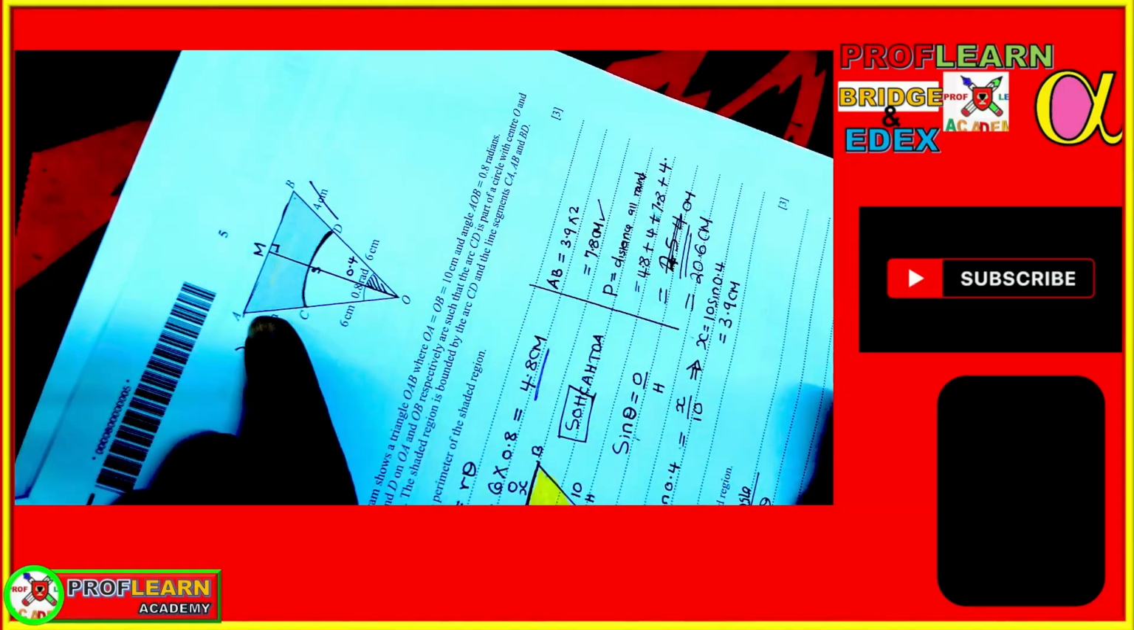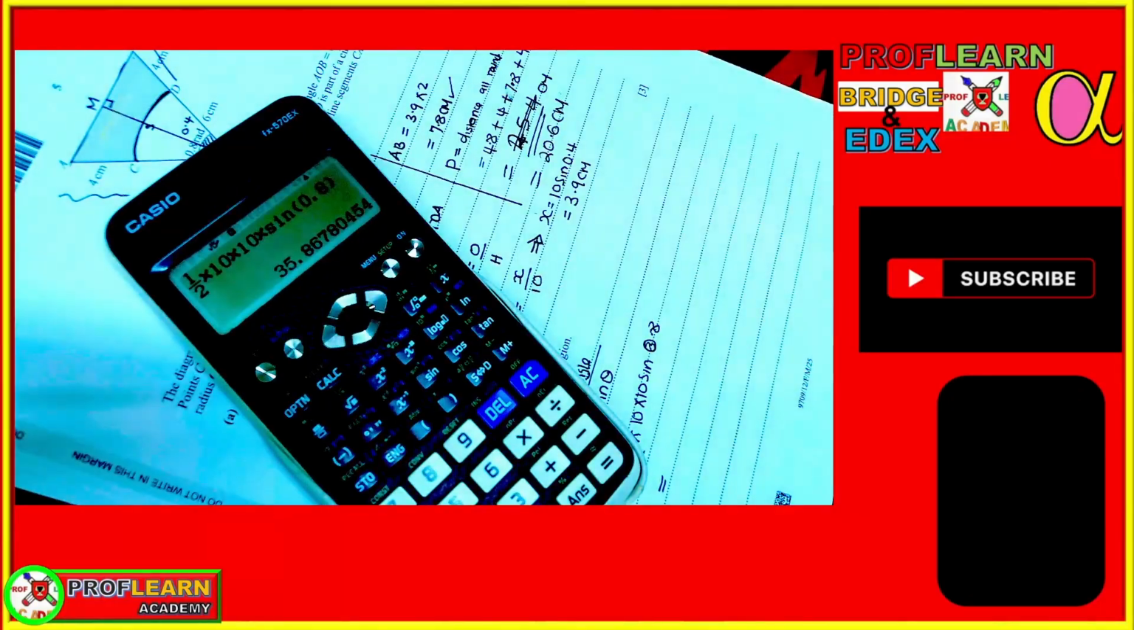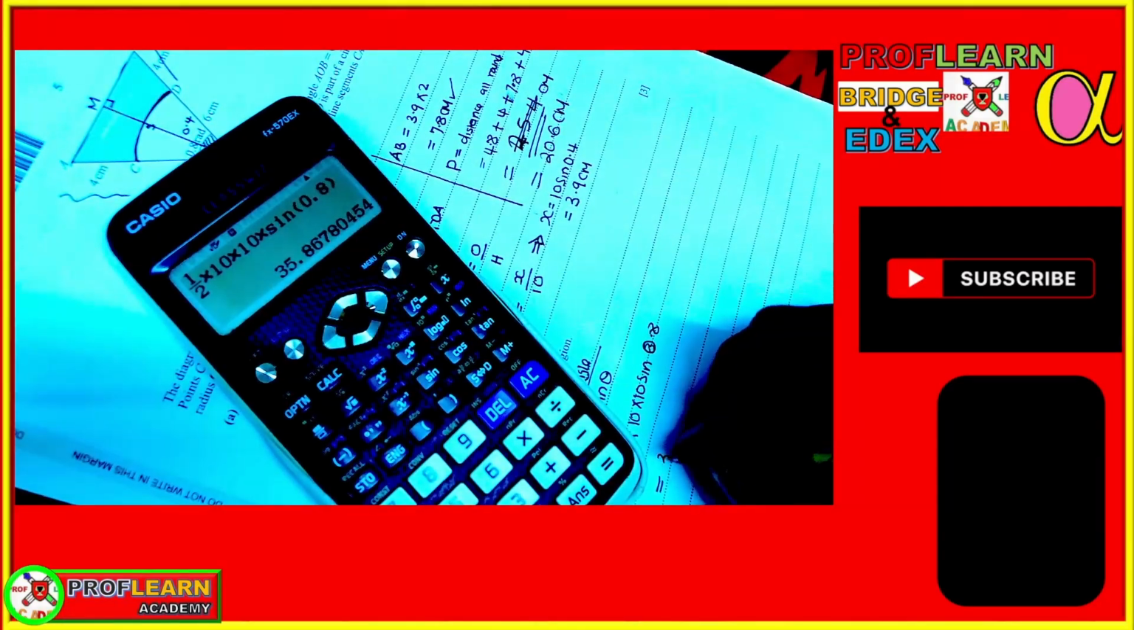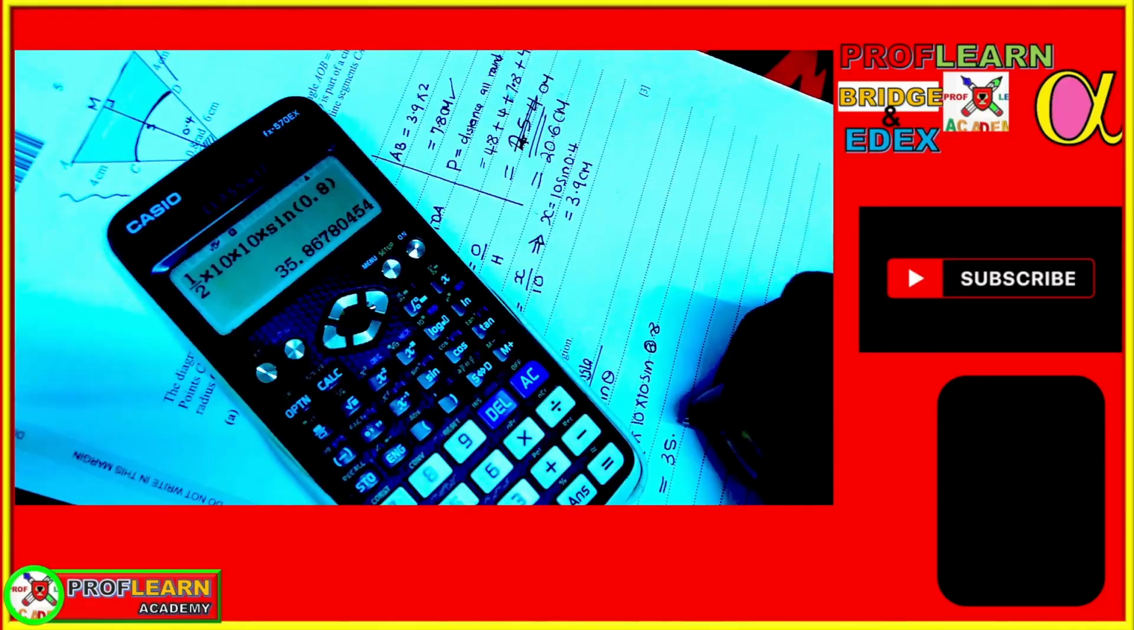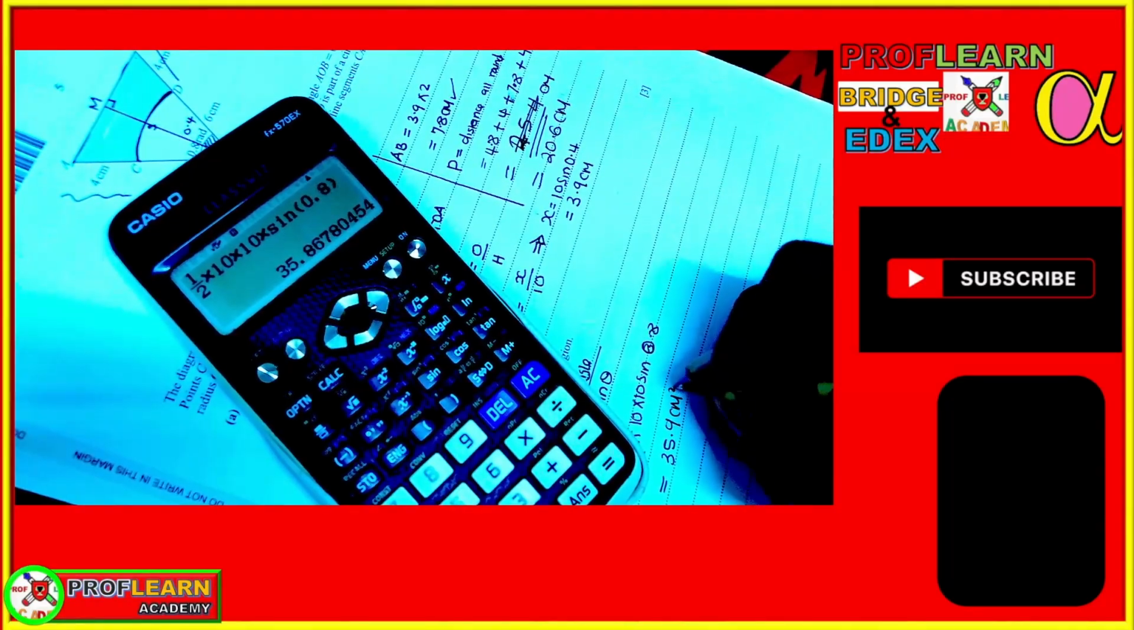In this case, it's 10 by 10. So 10 times 10 times sine 0.8. Let's check what we shall get there. 1 over 2 times 10 times 10 times sine 0.8. If you work it out, you're going to get your answer as 35.9 centimeters squared. That is the area of the triangle.